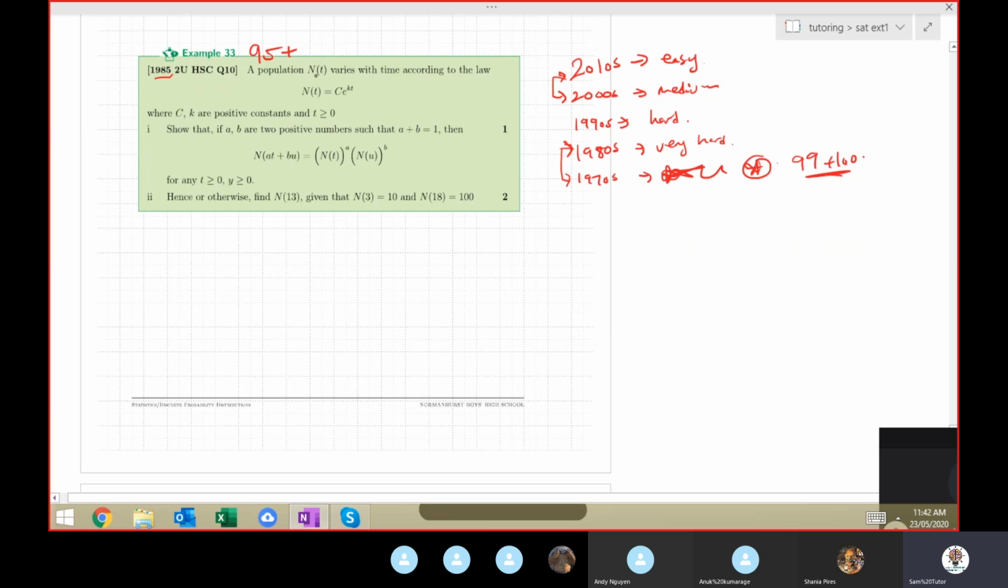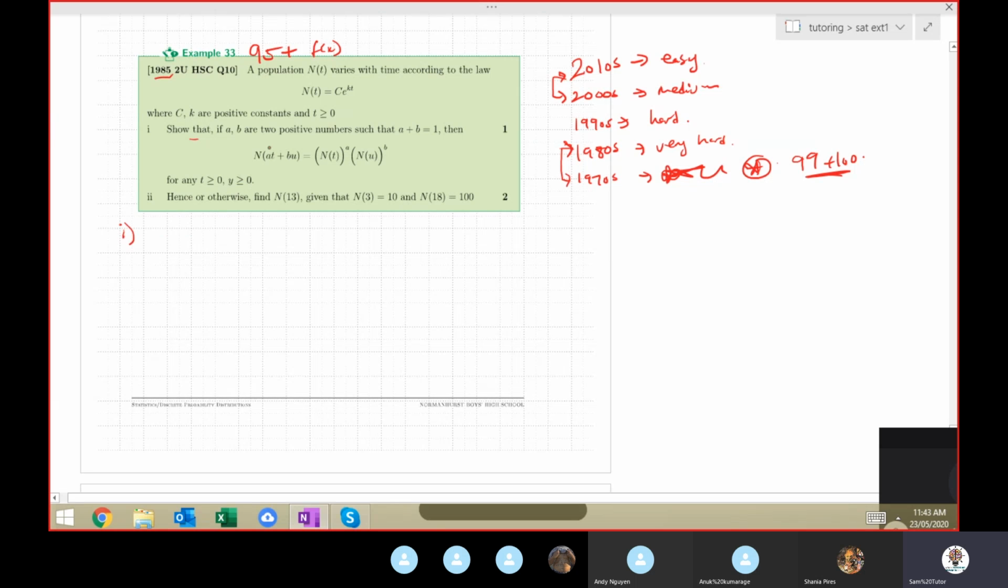A population N of t, so this is just like f of x, you guys know, varies with time according to the law N of t is equal to C e to the kt, where C and k are positive constants and time is greater than or equal to 0. Show that if a and b are two positive numbers such that a plus b is equal to 1, then N of at plus bu is equal to N of t to the power of a, N of u to the power of b, for any t greater than or equal to 0, u greater than or equal to 0.